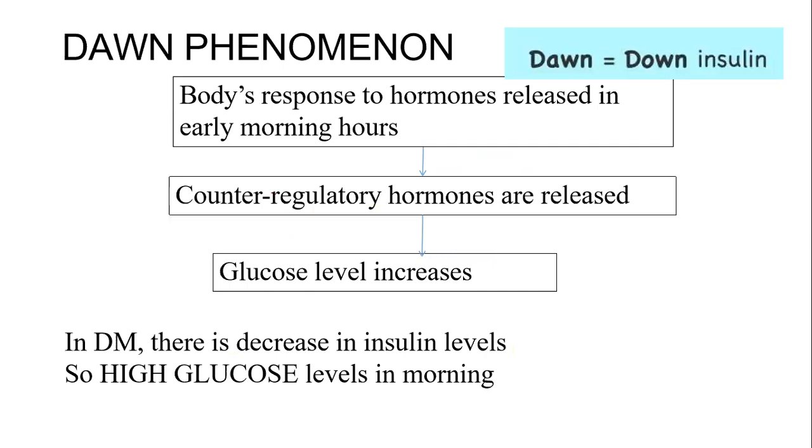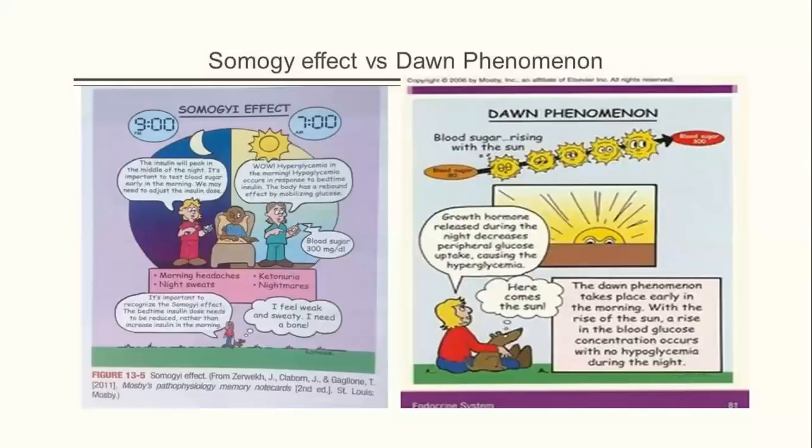In the Dawn phenomenon, the body responds by releasing early morning counter-regulatory hormones. Catabolism takes place and glucose levels increase. In diabetes, there is a decrease in insulin levels, so high glucose levels in the morning. That means in the Dawn phenomenon, the insulin is down. In the Somogyi effect, the insulin will peak in the middle of the night.